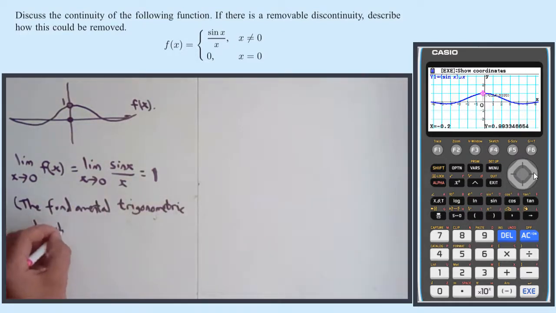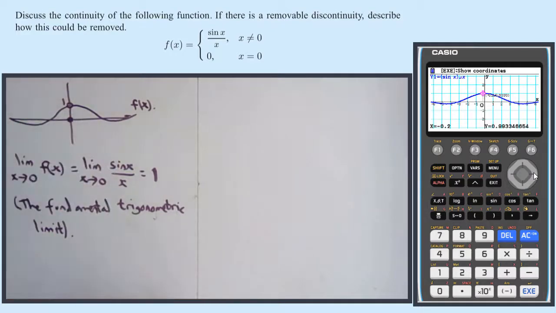To be continuous at a point x equals a, firstly the function needs to be defined at x equals a. Secondly, the limit as x approaches a of f of x needs to exist, and it needs to be equal to the value of f of x at that point. So we've only got one issue here, is the fact that f of 0 does not equal the limit as x approaches 0 of f of x. So it's a discontinuity, but it is a removable discontinuity.